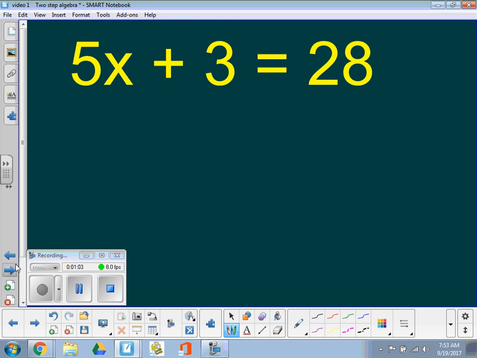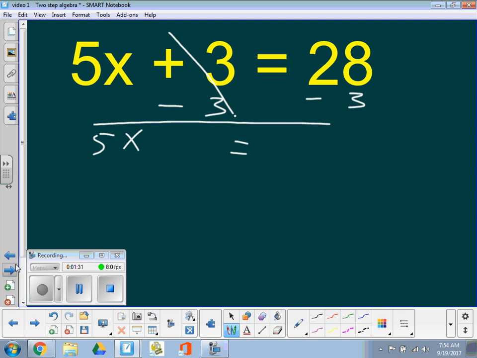To undo adding 3, if I gain 3 pounds, the way to get rid of those 3 pounds is to lose 3 pounds. You can think of this as a balance scale. If I subtract 3 on this side, to keep the equation truly equal, I also have to subtract 3 on the other side. When I gain 3 and then lose 3, they cancel. I'm back where I started, and I have 5x is equal to 28 minus 3, which is 25.